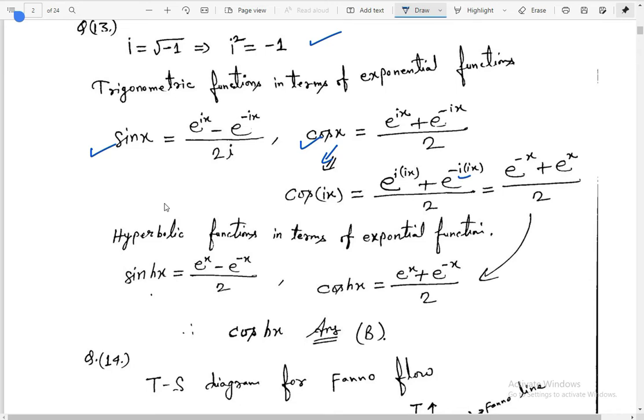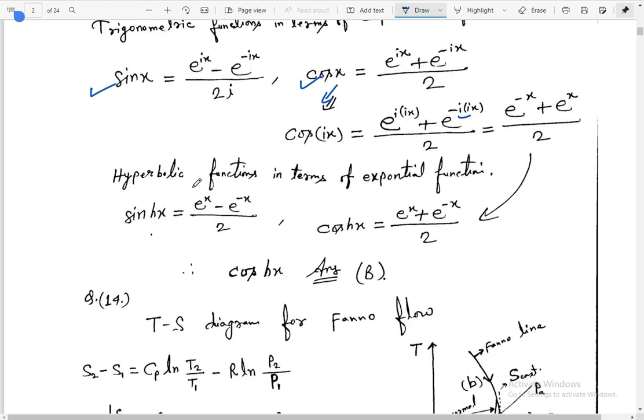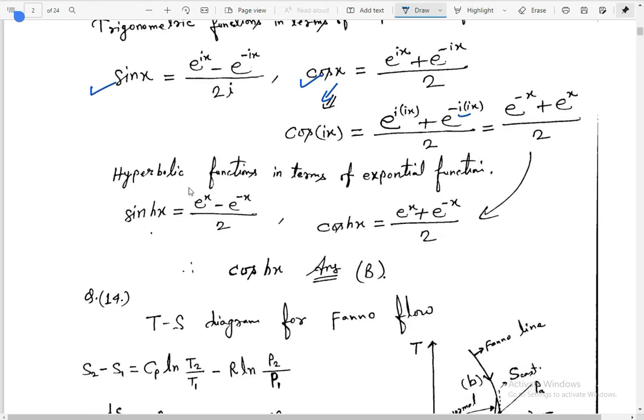And we have one more formula for hyperbolic functions in terms of exponential functions. So sinh x equals e to the power x minus e to the power minus x divided by 2, and cosh x equals, this is the formula. So here you can see, for the hyperbolic function, the formula is cosh x equals e to the power x plus e to the power minus x divided by 2, and after solving this I got cos ix equal to the same, right? It means e to the power minus x plus e to the power x divided by 2 is equal to cosh x.